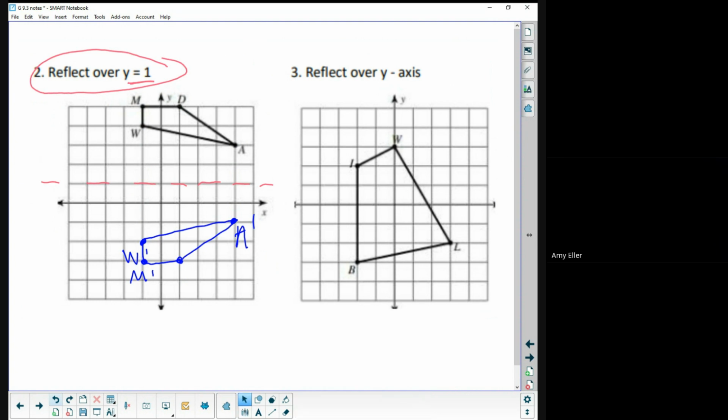Don't forget to connect it when you're done. Is this something we've done before? Good.